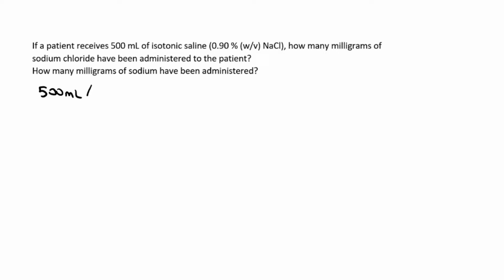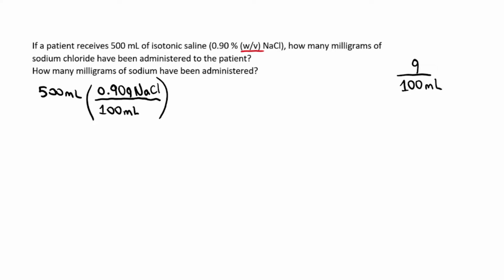To do that, you're going to take 100 milliliters to 0.9 grams of sodium chloride to convert from milliliters to grams. The reason I know this conversion is that weight to volume is grams per 100 milliliters. And since it gave us 0.9%, that would be grams to 100 milliliters times 100, and that will give you your percentage.